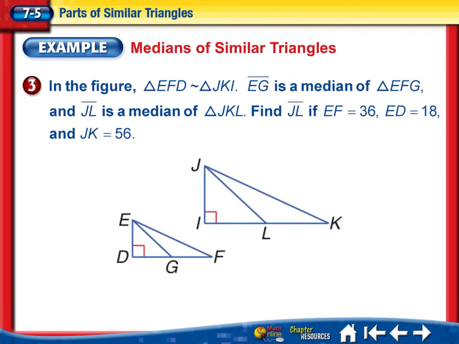So our next example says, in the figure, triangle EFD is similar to triangle JKI. It's telling us that EG is the median. So therefore we know that segment and that segment.